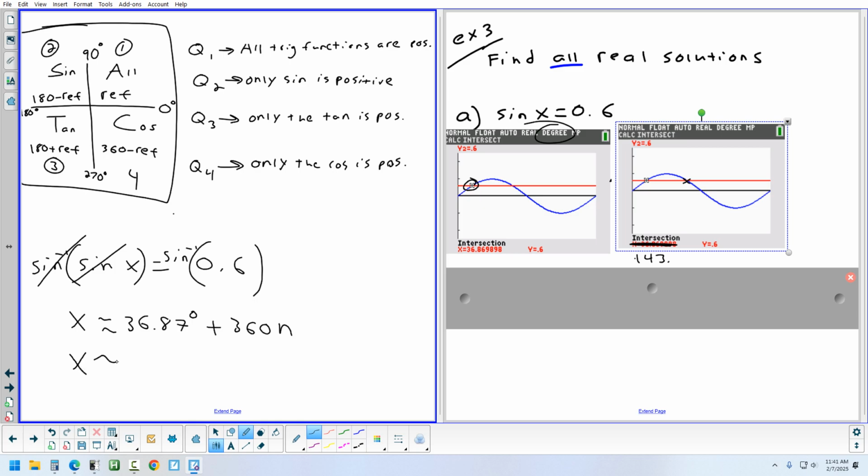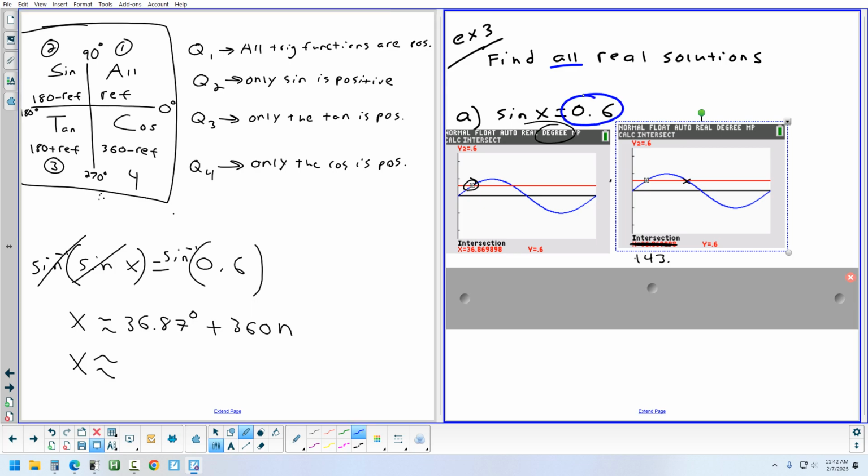All right. So now the second answer, that 143. That's where the chart comes in. Still going to be faster to use this chart than to have to graph it and do all the intersect stuff. Look at the original problem. It says sine of x equals what? 0.6. What kind of number is 0.6? Your choices are a positive number or a negative number. It's a positive number. So if you look at this chart, there's only 2 sections in that chart where the sine would ever come out to a positive number.